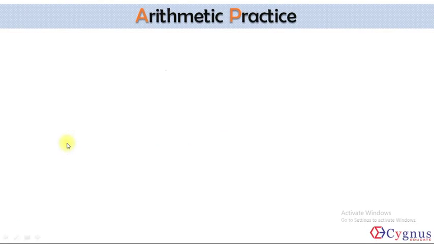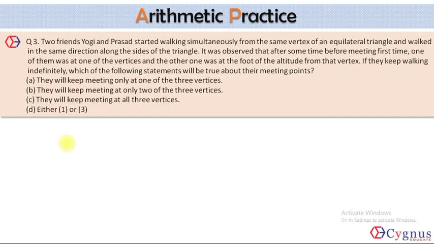Okay, let's look at the next one. Two friends, Yogi and Prasad, started working simultaneously from the same vertex of an equilateral triangle and worked in the same direction along the sides of a triangle. Which triangle? Equilateral triangle. It was observed that after some time before meeting first time, one of them was at one of the vertices and the other one was at the foot of the altitude from the vertex. If they keep walking indefinitely, which of the following statements will be true about their meeting points?